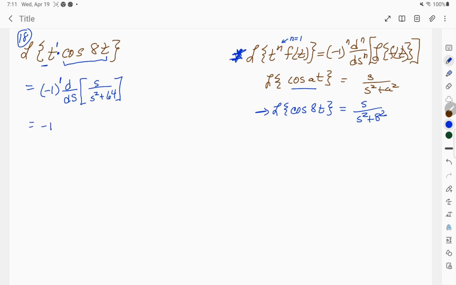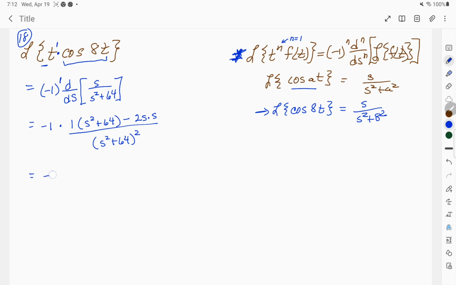So then taking the derivative of s over s squared plus 64, we'll use the quotient rule. Derivative of the numerator is 1. That gets multiplied by s squared plus 64. Minus the derivative of the denominator is 2s. That gets multiplied by s. And all of that goes over s squared plus 64 squared.